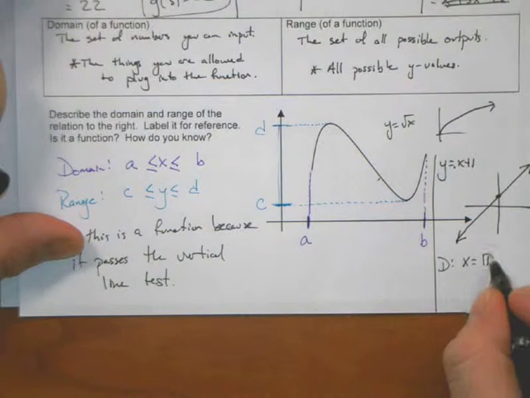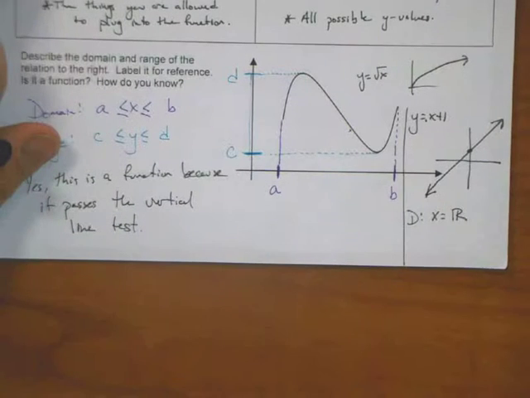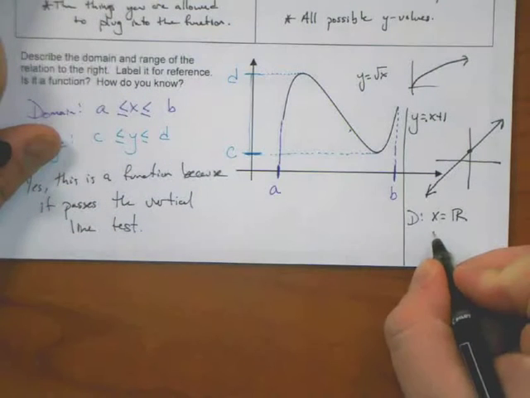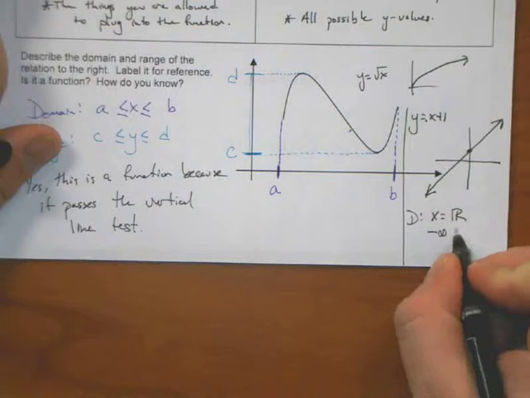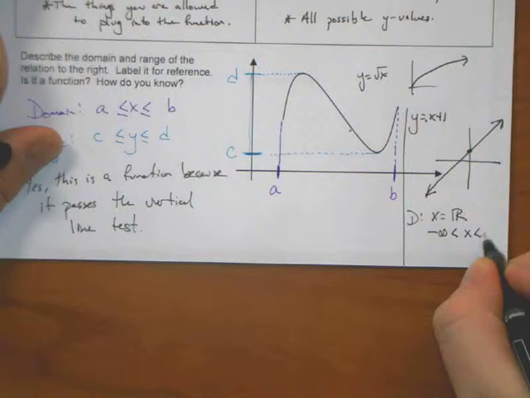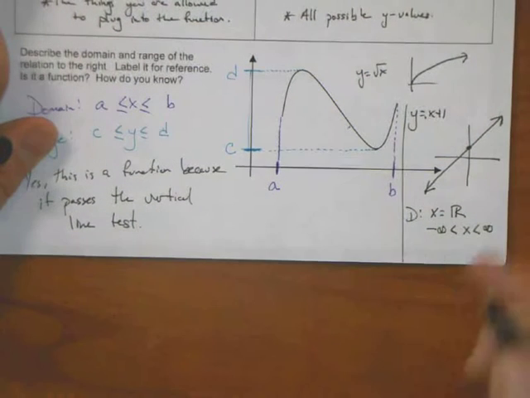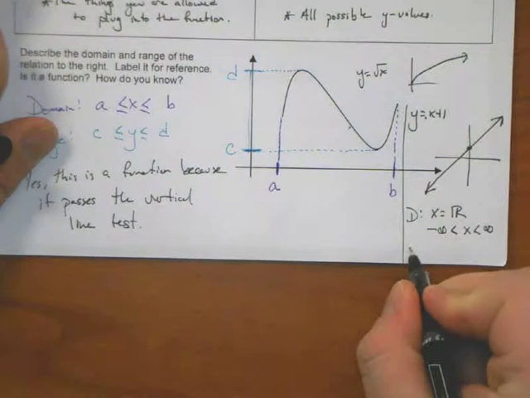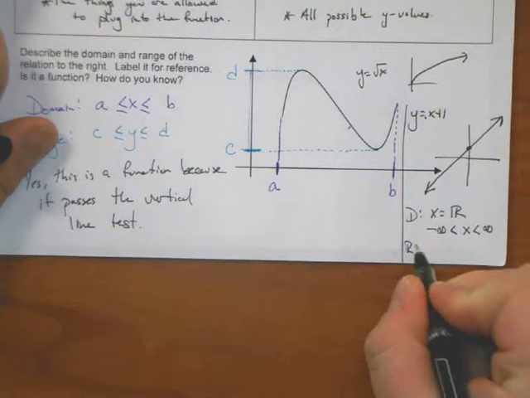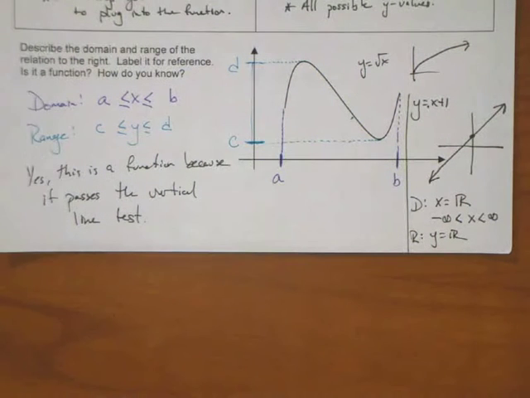There's a couple ways to write that. I like the symbol for the real numbers, which is this kind of boldface R. You could get real fancy, and you could say something like this. It's stuck between negative infinity and infinity. Maybe if you want to write something like that. And the range, similarly, would be all real numbers, or something like that. Just as a review.